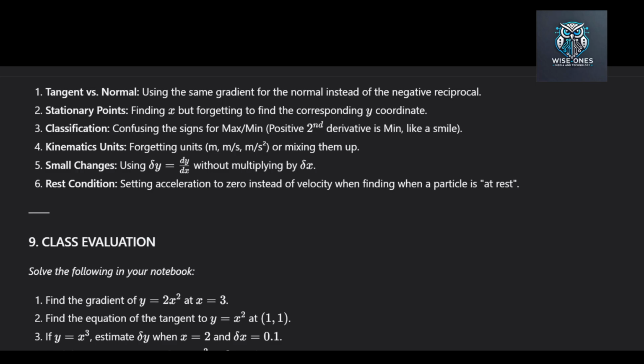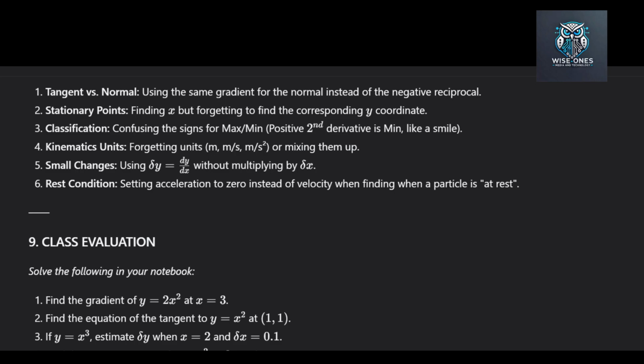Mistake number 6. Rest condition. Setting acceleration to 0 instead of velocity when finding when a particle is at rest. Correction. At rest means velocity is 0. Acceleration 0 means constant velocity.